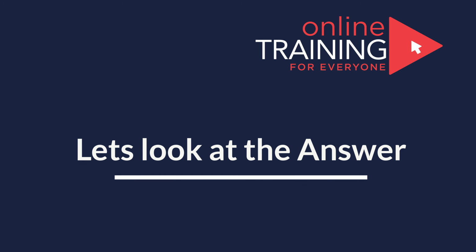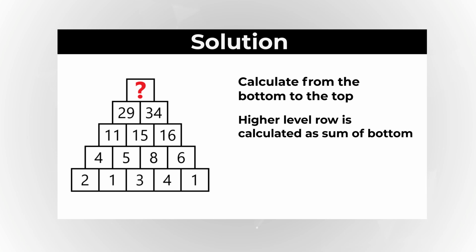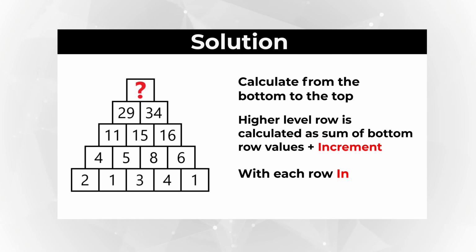Tricky problem, don't you think so? But the solution to this challenge is really simple. To calculate it correctly, you need to move from the bottom to the top. And if you look closely at the pyramid, you will notice that the higher row is calculated as the sum of bottom values plus the increment. And the increment also increases with each row by 1.